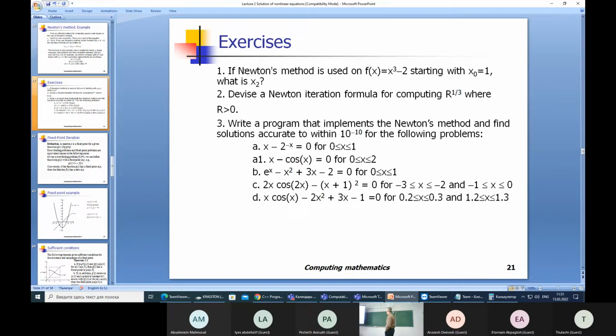So 1 is a bad approximation. Wait a minute. 1 minus 2 minus 1 is 3. Right, 2 over 3.